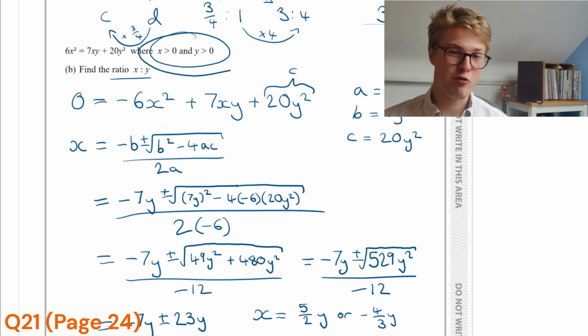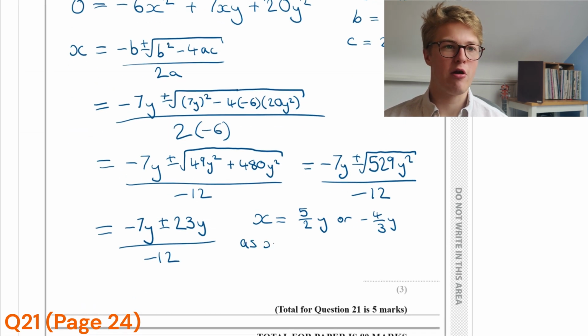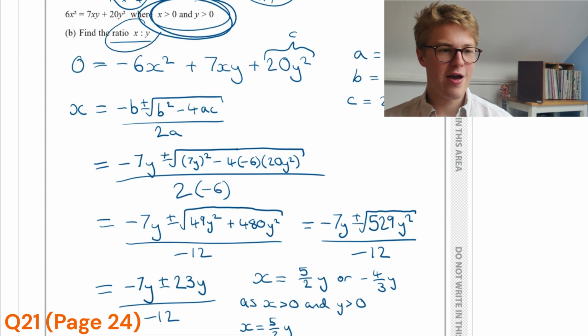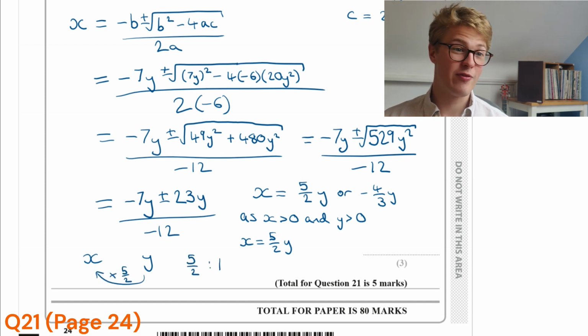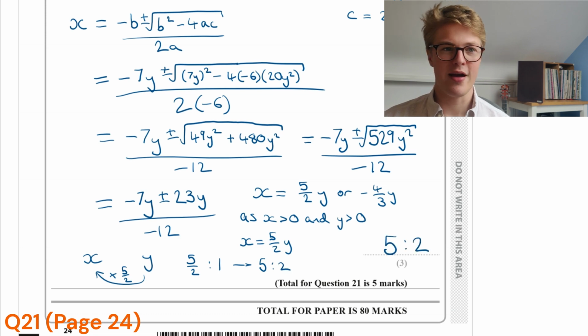And as x is greater than 0 and y is greater than 0, because we're told that in the question, x is equal to 5 halves of y. So therefore, to get from y to x, we need to multiply by 5 halves, which means x is bigger than y. So the ratio of x to y is 5 halves to 1. We then multiply this ratio by 2 and we end up with 5 to 2, and that is our answer because that is a ratio of x to y.